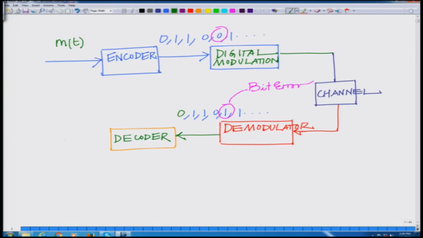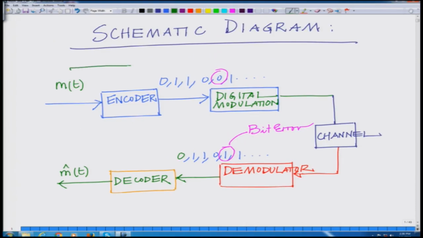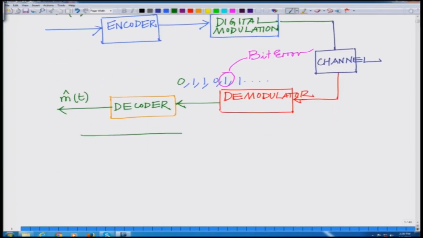So, this is followed by a decoder, and this gives you your estimated signal, the communication signal m hat t. And if you notice, this chain corresponds to your transmitter, the top portion, that is all the operations before the channel, and the bottom portion corresponds to the operations at the receiver.